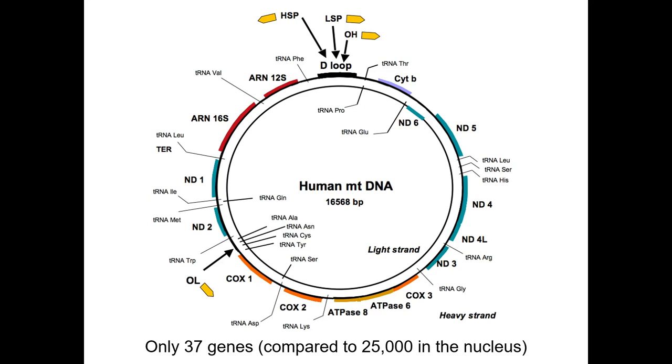Another thing to note is that within mitochondria, we have ribosomes. Mitochondria have their own ribosomes. They have their own transfer RNAs. And you can see that some of these genes code for transfer RNAs that are very similar to bacterial transfer RNAs. In fact, the mitochondria behaves somewhat independently from the rest of your cell. It reproduces on its own. It does its own thing.